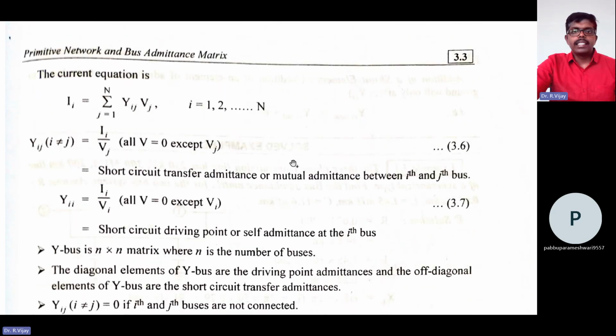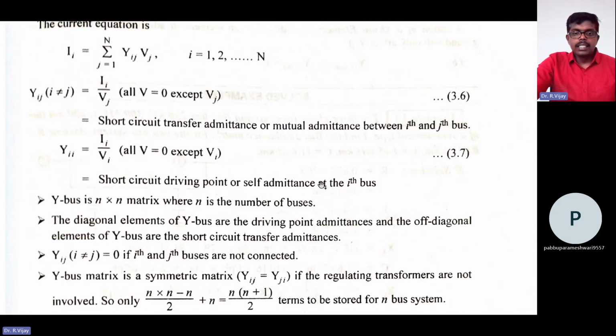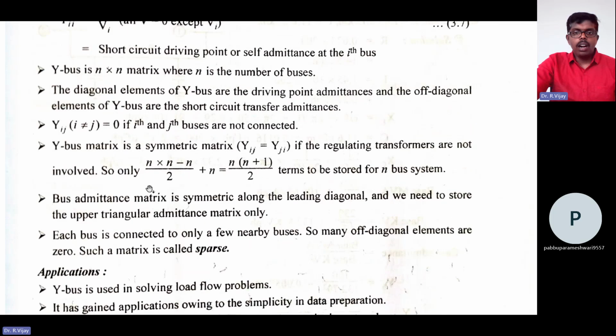Say for example, all these values are the same: Y12 is equal to Y21, Y13 is equal to Y31, Y23 is equal to Y32, and similarly Y12 is equal to Y21. That is, all are the same. So that is what is given here.